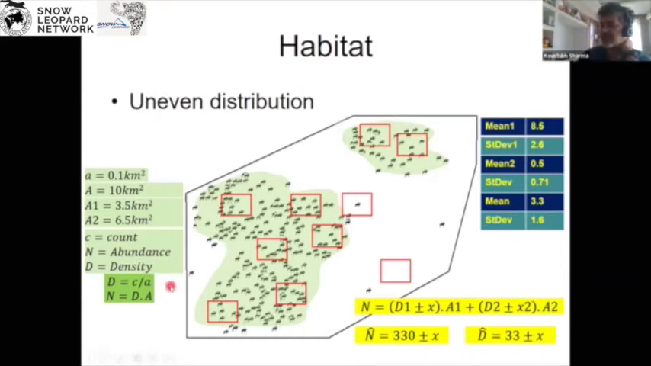And what I come up here is by estimating the mean 1, mean 2, I have done a weighted summation, and I end up with a mean of 330 animals across the study area with an error. I'm not reporting it right now. There is an error associated with it. Or the density per square kilometer is 33 with a plus minus error here.